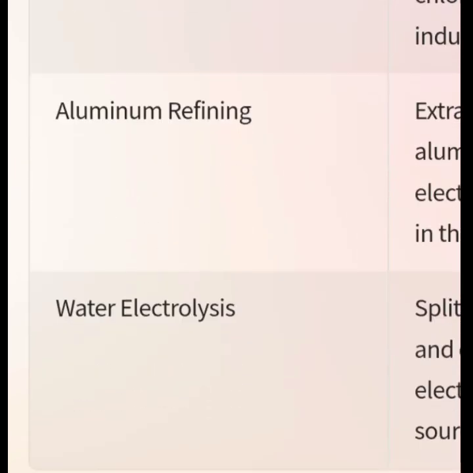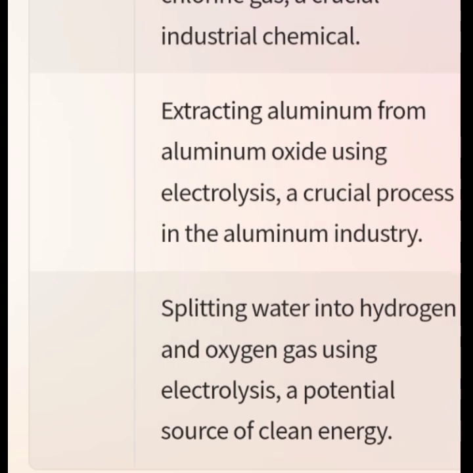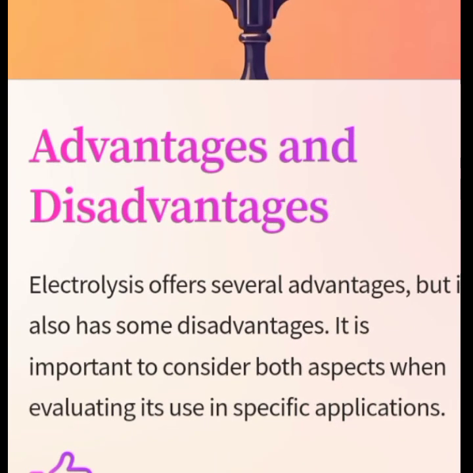Now we have aluminum refining, the extraction of aluminum from aluminum oxide. And of course, aluminum has many applications, such as in the making of electrical wires and in the making of roofing sheets or roofing materials. We also have electrolysis of water, splitting of water into hydrogen and oxygen. Of course, hydrogen and oxygen are important gases.